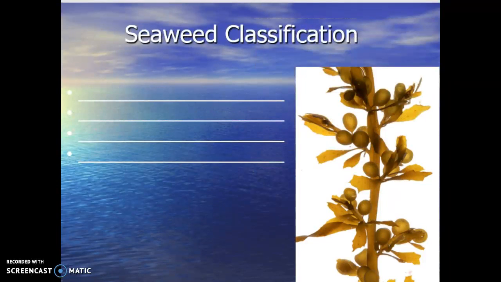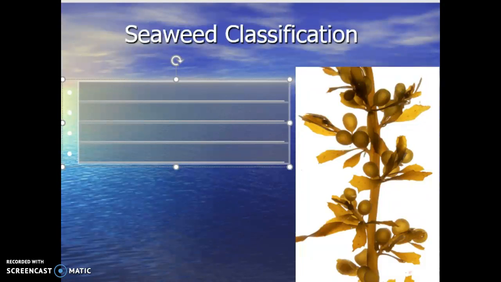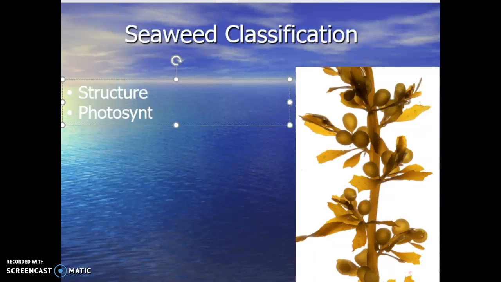Okay, so let's start with how do we classify seaweed? You know, what criteria, categories, features, etc. do we use to organize seaweed into different levels of classification, different groups? The first feature is the structure of the seaweed. You know, what's the shape? What are the general features present in that seaweed? The second key feature or characteristic here is what type of photosynthetic pigments are present in that seaweed.